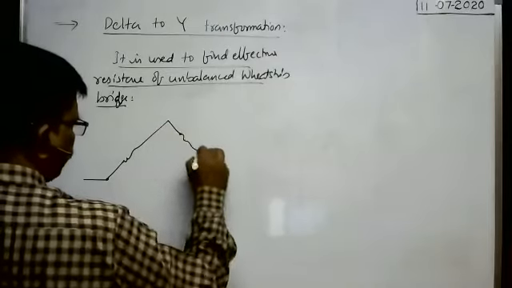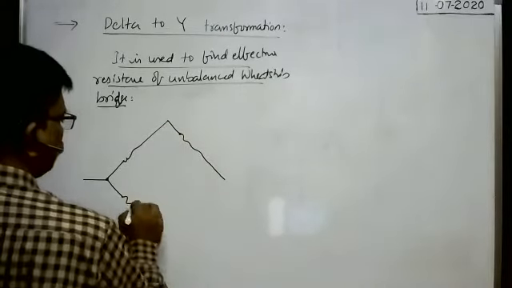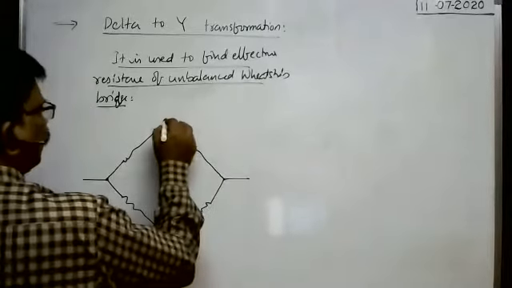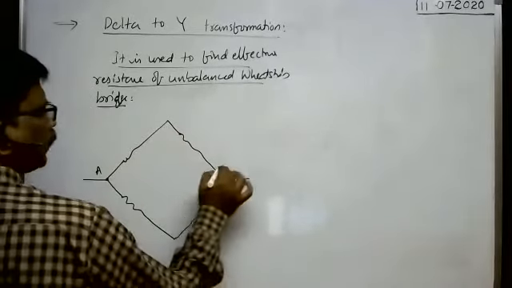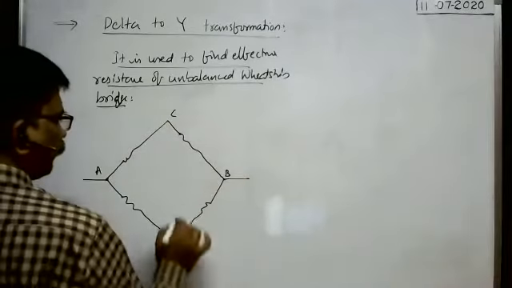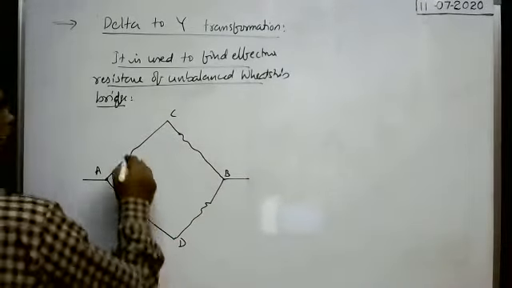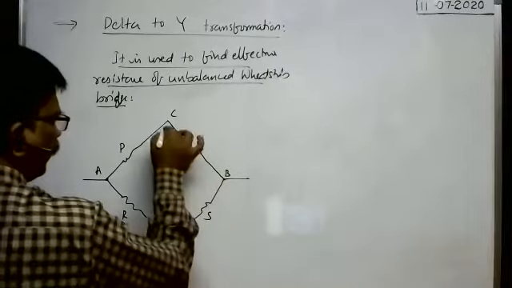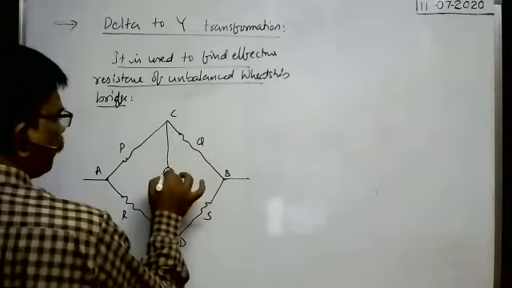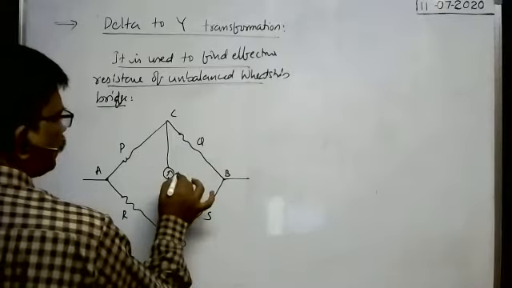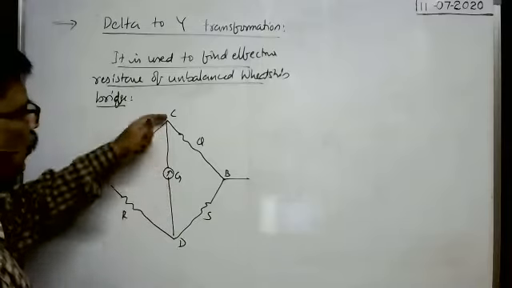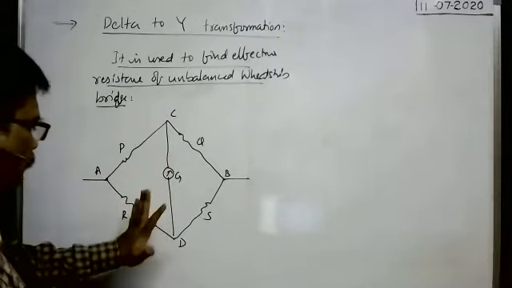In case of Wheatstone bridge circuit, here this is A, B, C, D. Here these are the resistances P, Q, R, S. And here a galvanometer is there. It offers some resistance, say G. Of course, you don't feel that it is a galvanometer. It offers some resistance. So between C and D also some resistance is there.